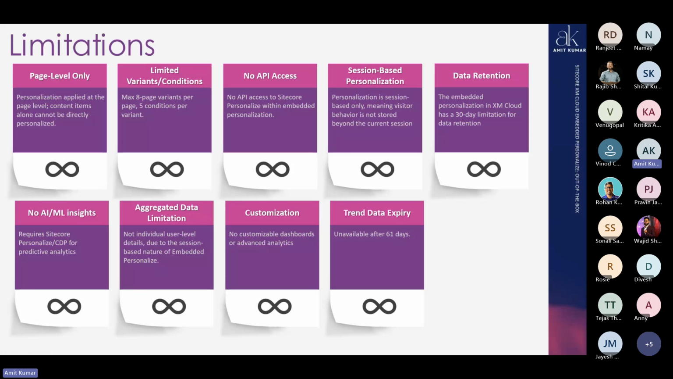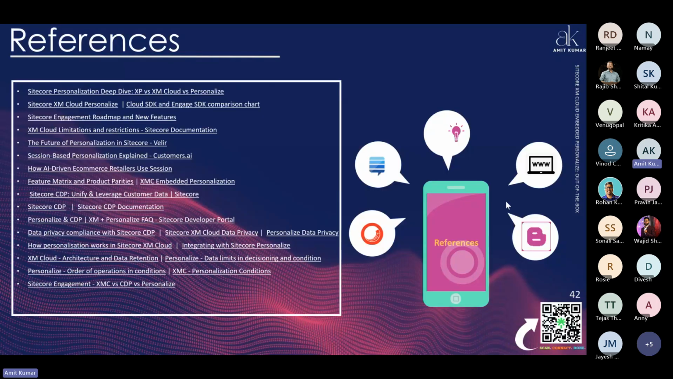Why are these limitations useful? Because they help you decide whether you need to go with the embedded personalization or buy a separate license for that. These are some references which are very helpful and can give you more understanding of XM Cloud as well as the embedded personalization, what type of retention policies are there, and the feature comparison also. You can go through them. I will be sharing the slides so it will be easy for you to go through.